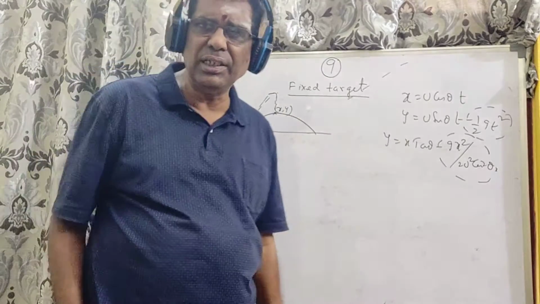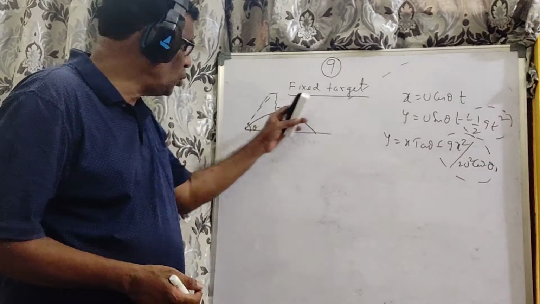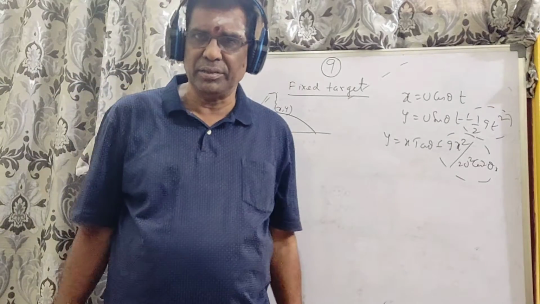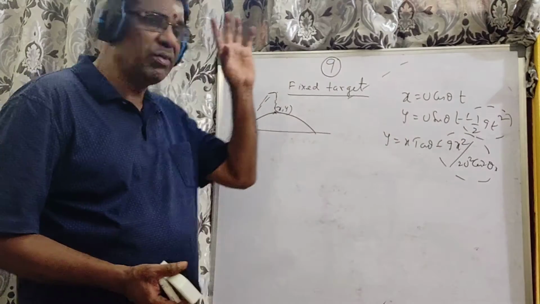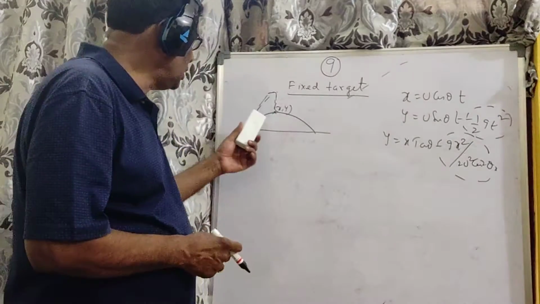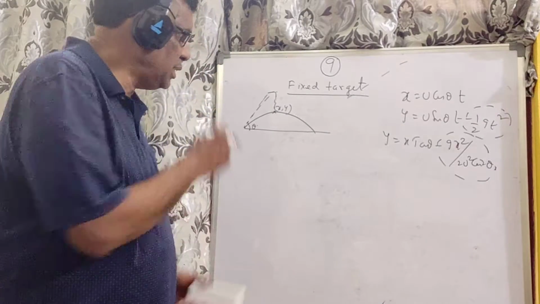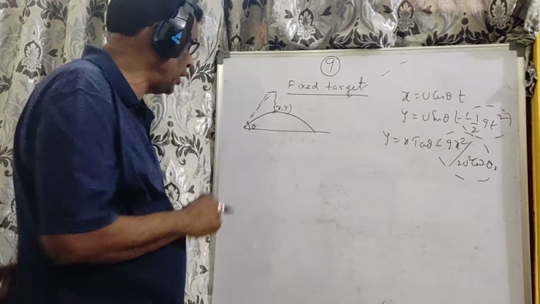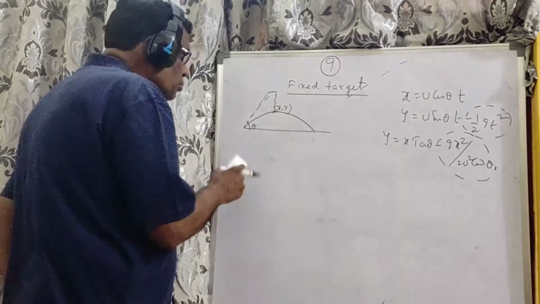They may ask a question like this: what is the condition for the body to pass through a coordinate x comma y? Or what is the condition for hitting a fixed target? So this is how you have to aim above it. Okay? This is the third scenario. I'll come to this aspect a little later.